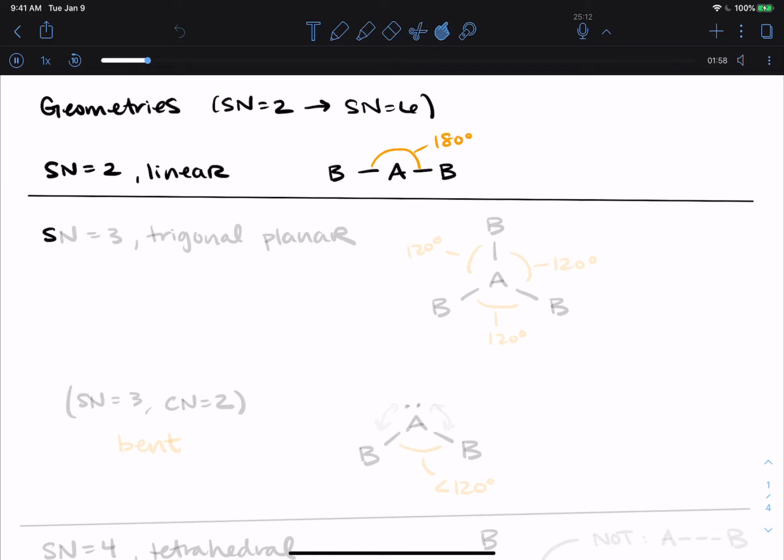Steric number 3. Our electron geometry is trigonal planar. So anything that has a steric number of 3 and a coordination number of 3, so A in the middle and then 3 B's attached to it. The farthest apart that 3 things can get in 3D space is 120 degrees, all in the same plane. So this is why this one is called trigonal planar. And every single one of these bond angles here is 120 degrees.